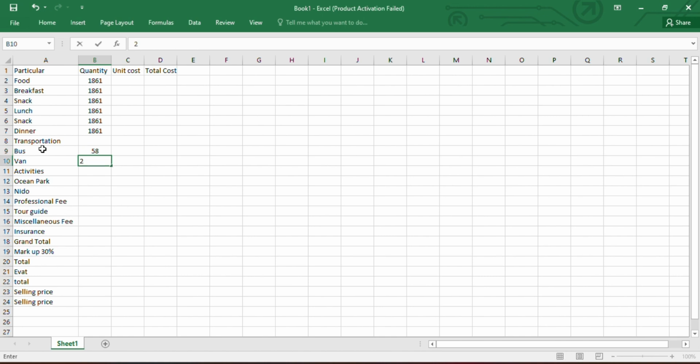So in bus, we're gonna put 58, while the van, we're gonna put 2. For the activities, we're gonna put 1,761, the same with Nido. And for our tour guide, which is for professional fee, we're gonna put 60. Next is 1,861 for miscellaneous fee, and the same with insurance.